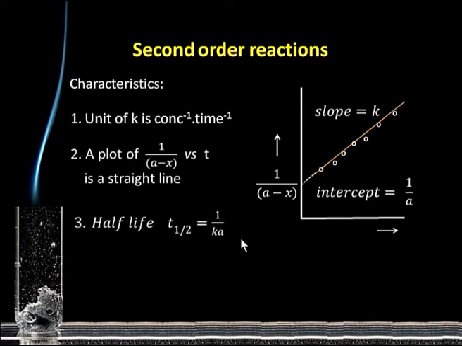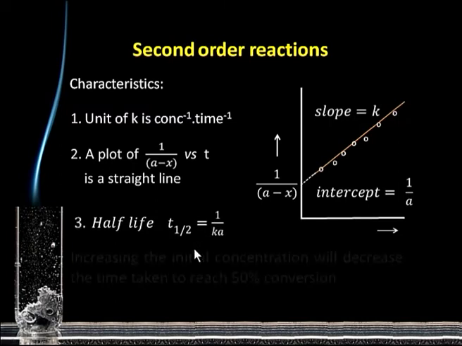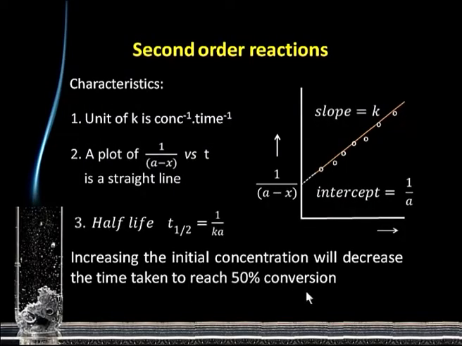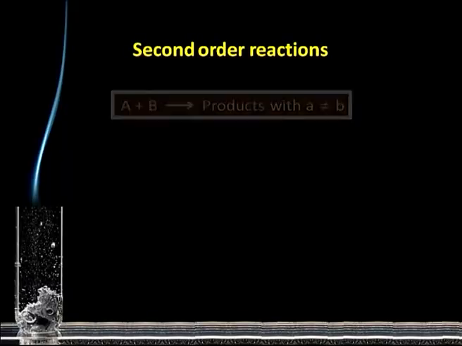We can work out the half-life. Half-life is equal to 1 upon Ka. Again different, because half-life in this case is inversely proportional to the concentration of the reactant. So, increasing the initial concentration will decrease the time taken to reach 50% conversion, whereas in the case of first order reaction it is independent. By increasing the concentration you cannot get your product faster.